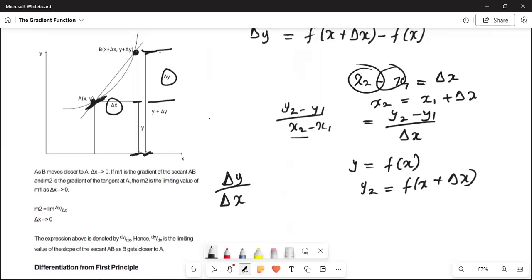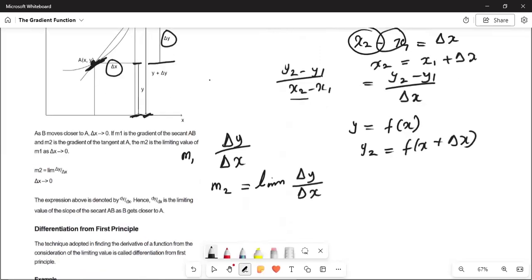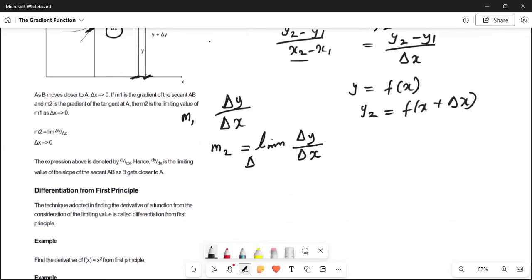So that if I call this delta y over delta x as my m1, then my m2 will be the limit of delta y over delta x as delta x approaches 0. As delta x approaches 0, then it's called dy dx. So we use this to differentiate a function from first principle. The technique adopted in finding the derivative of a function from the consideration of the limiting value of a function is called differentiation from first principle.